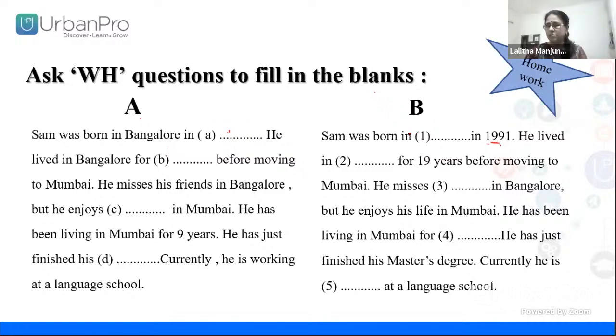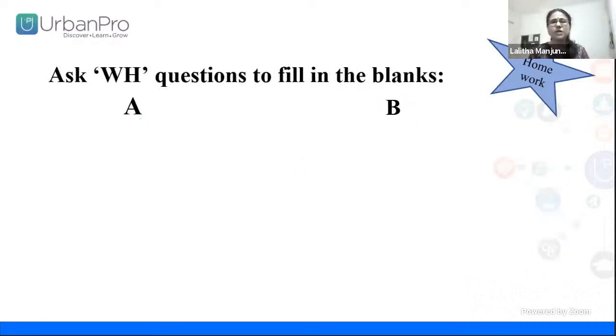Now similarly, let's look at this paragraph B. Sam was born in dash in 1991. Okay, so what do I need here? I need the name of a place. So how should I make the question? Where was Sam born? So in the same way, you have to make questions to get the answers from the other person or from the other paragraph. So once you do this activity with a friend or with a classmate, you can check your answers here from the next slide.